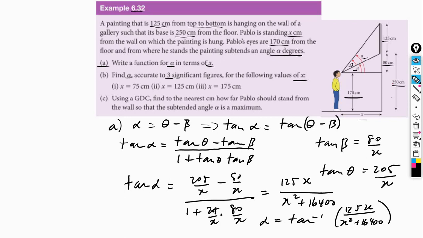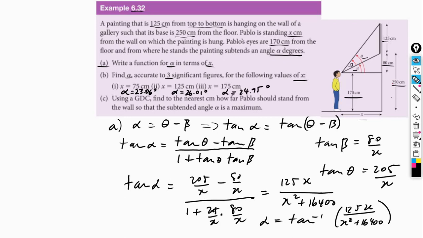Okay, so for part B, it says find alpha accurate to 3 significant figures for the following values of x. Part 1, x equals 75 centimeters. So that just means plugging 75 and substituting for x, right? And if you do that, you're going to get that for this case, alpha is going to equal 23.06 degrees. If you plug in x equal to 125, you're going to get that alpha is equal to 26.01 degrees.